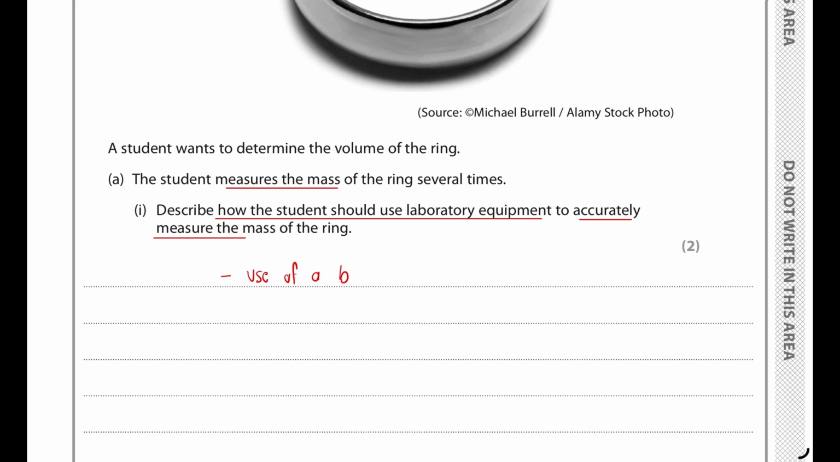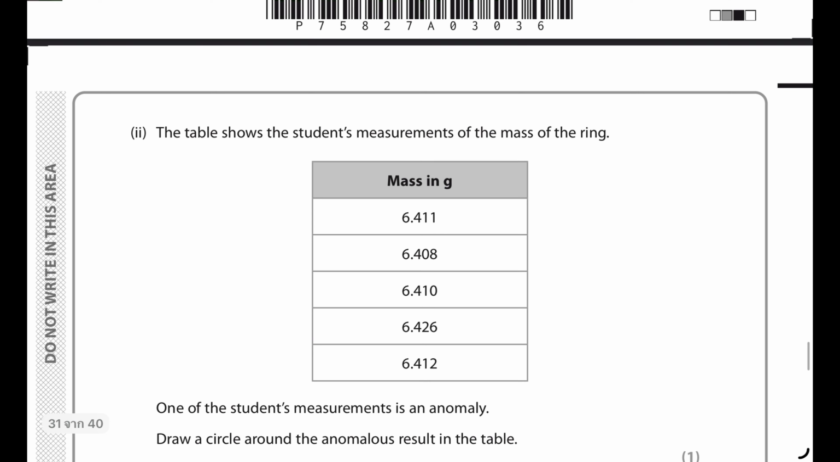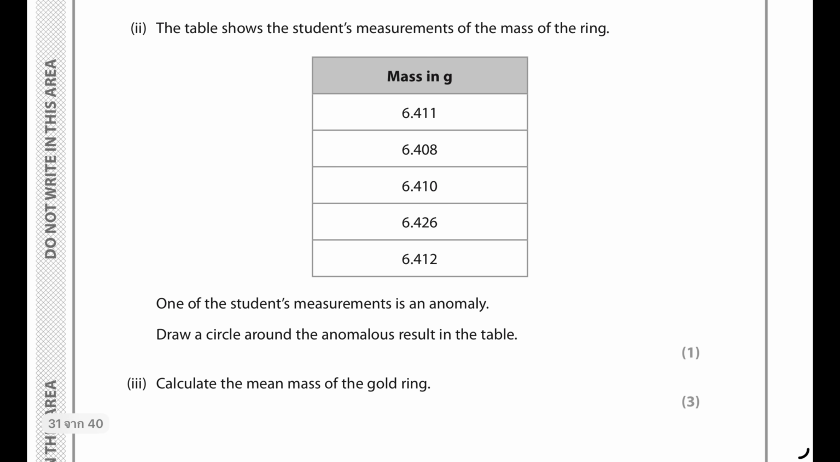And the balance should be zeroed. Okay. Then II. The table shows the students' measurements of the mass of the ring. One of the students' measurements is an anomaly. Draw a circle around the anomalous result in the table. So it will be this one.